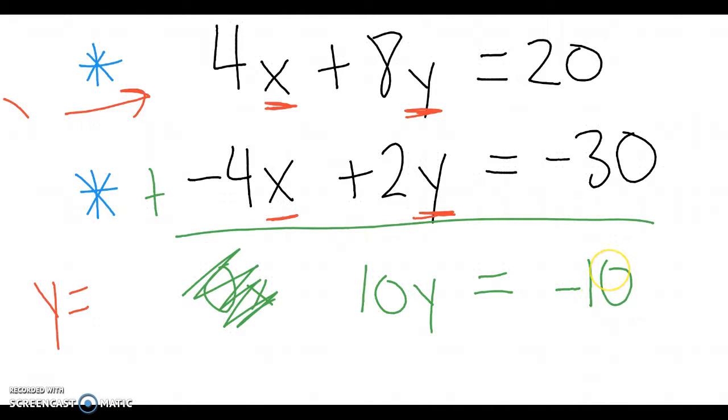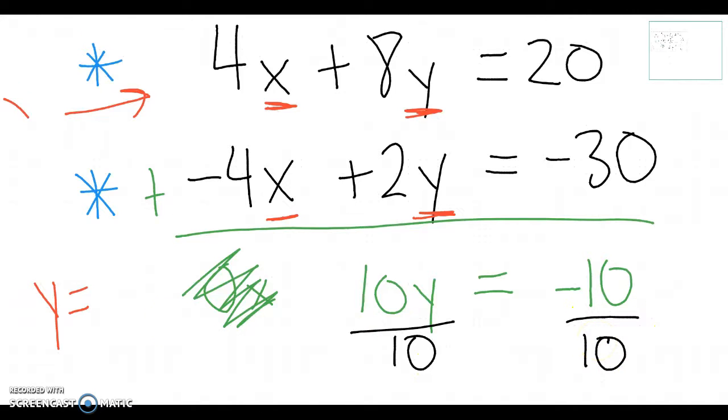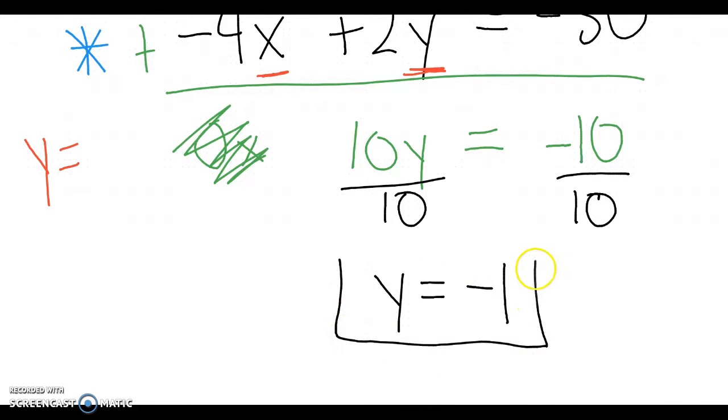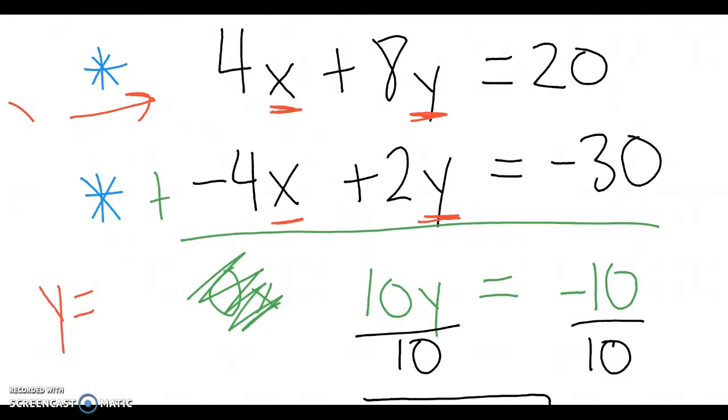negative 10. Now the nice part is, once we get to this step right here, we can divide by 10, divide by 10, and I would know that y is equal to negative 1. Unfortunately, again, we're not done, because solving this thing means that I have a y value and an x value. It means I have both.